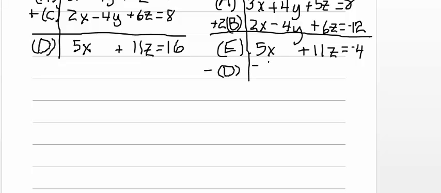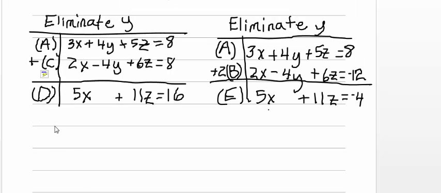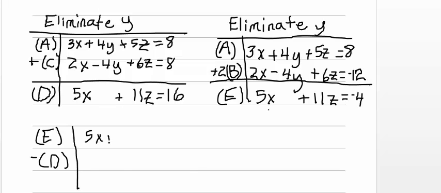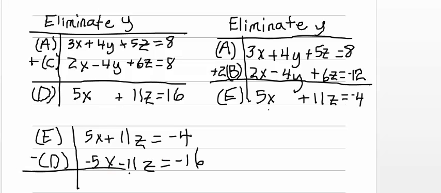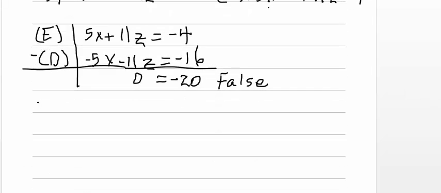So let's add to e negative 11d. So we have 5x plus 11z equals negative 4 is e. Negative 5x minus 11z equals negative 16. And 0 equals negative 20, which is false.